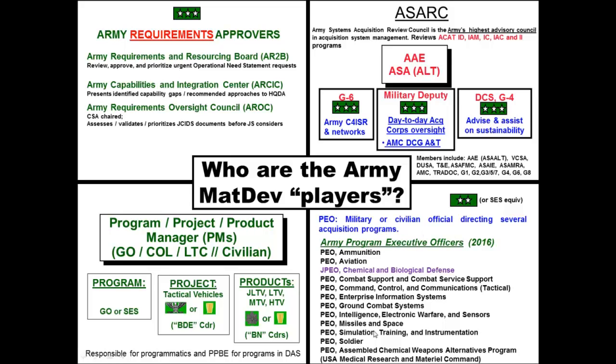These are the current program executive offices. There's one joint one, the Army Chemical Biological Defense Command. And then all these program, project, and product managers. Those, if you will, are your battalion commanders and your brigade commanders within the acquisition community. They're all centrally selected on a command list or central selected list, just like battalion and brigade commanders.